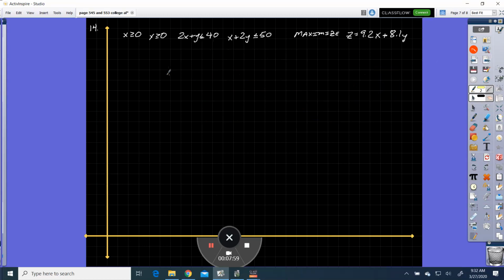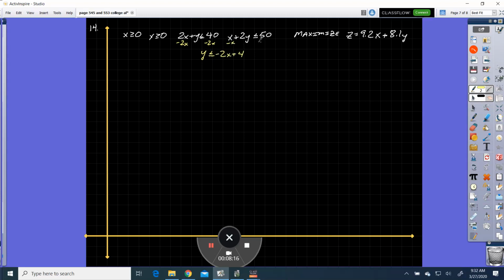All right, number 14. It doesn't have anything on here because it gives you this information. You have to graph your own. So you have to solve for y. So I'm going to minus the 2x from each side. So y is less than negative 2x plus 40.